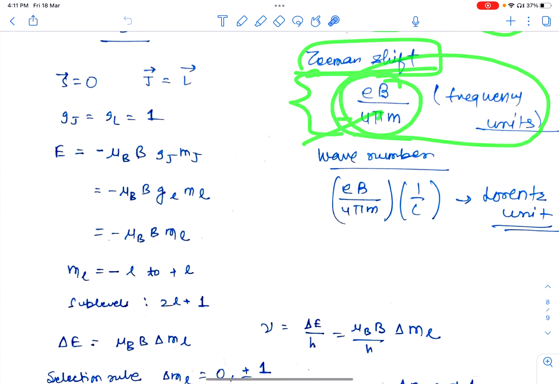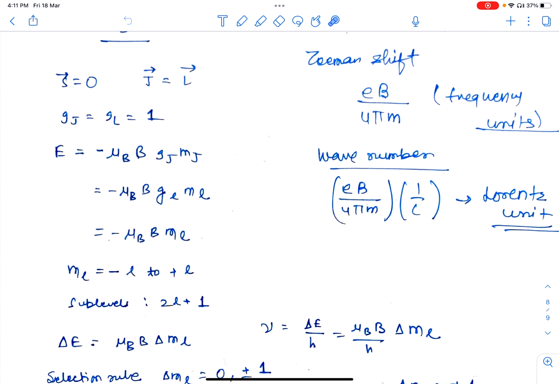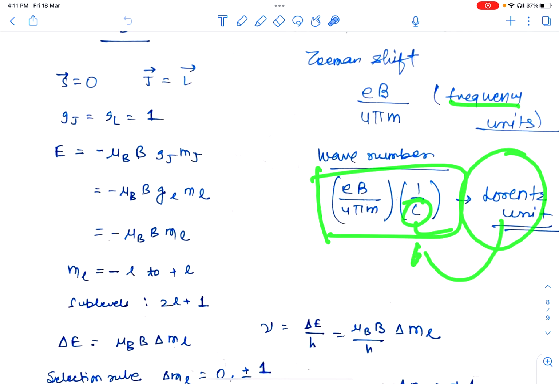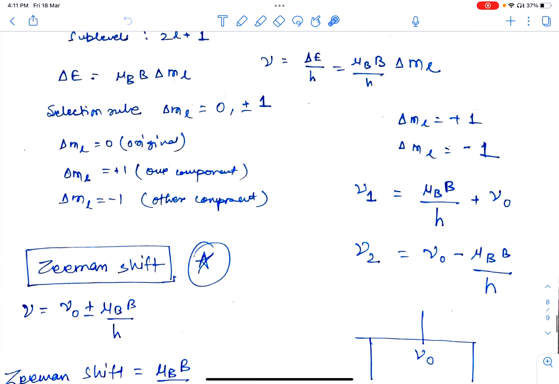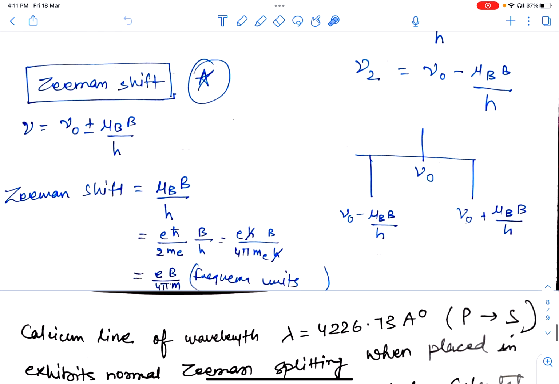So eB by 4 pi m, and when you calculate in terms of wave number, this is in frequency and you have to divide by c. This is called the Lorentz unit. This is a very important thing. This is called the Lorentz unit, and s is equal to 0, j is equal to l. Everything, I think this is clear. We have already discussed those.